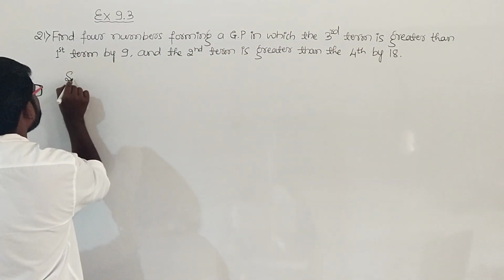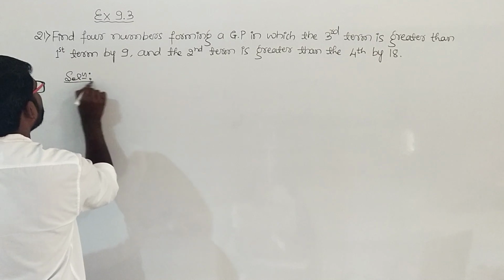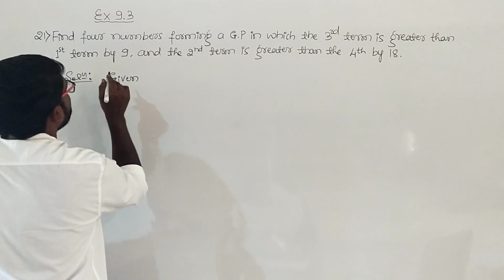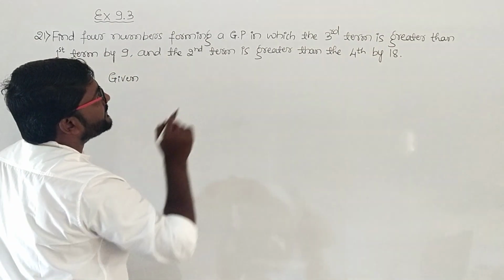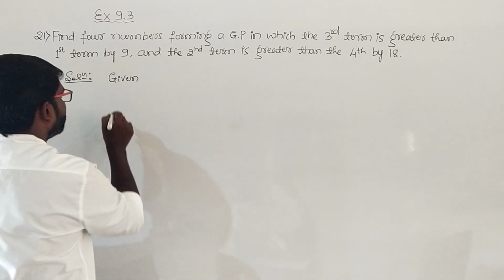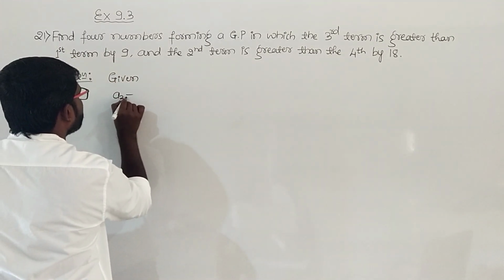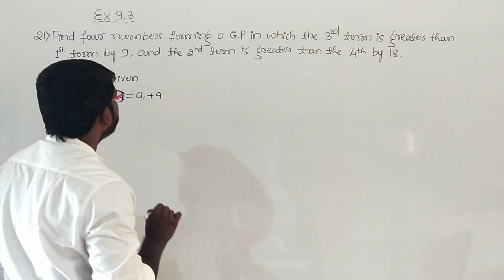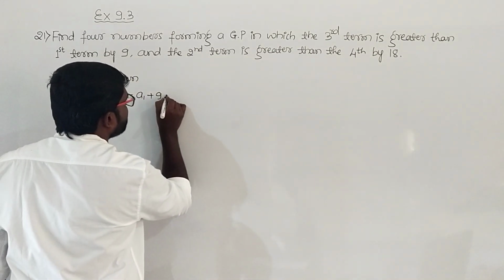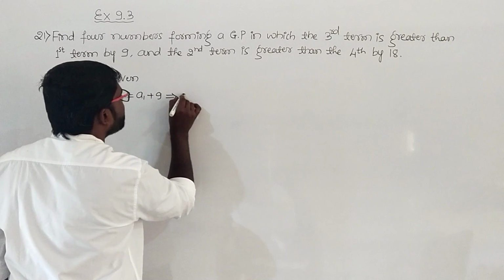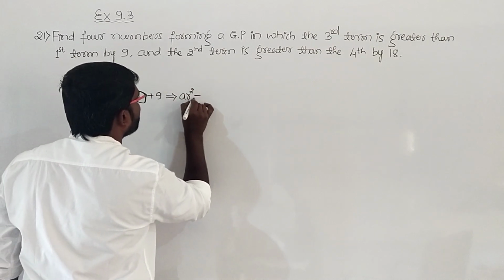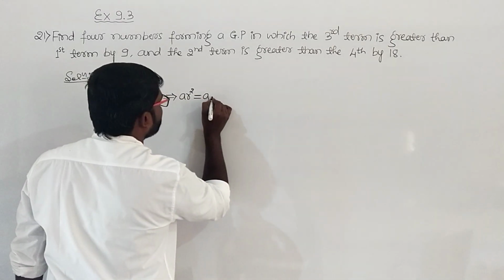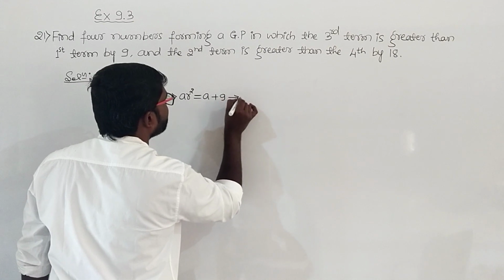So here, given, the third term is greater than the first term by 9. A3 is greater than the first term by 9, which means A3 equals A1 plus 9. This implies, what is A3? It is A into R square, which equals A1 plus 9, where A1 is nothing but A, the first term. Call this equation number 1.